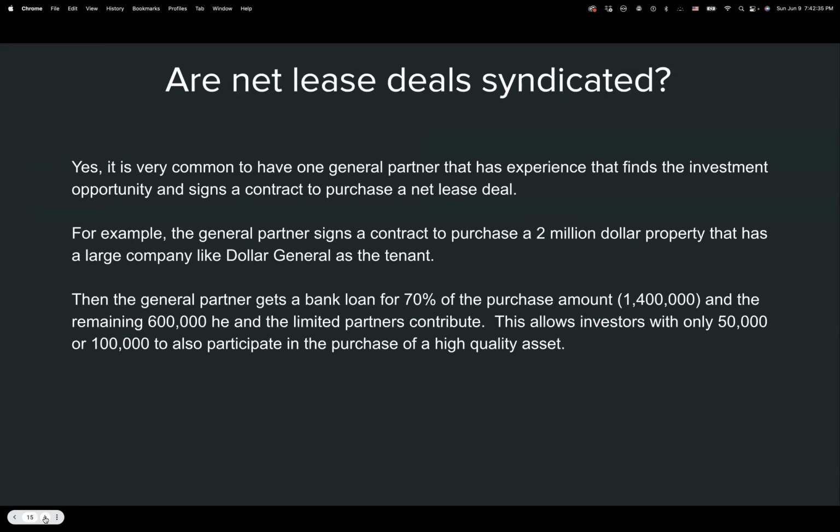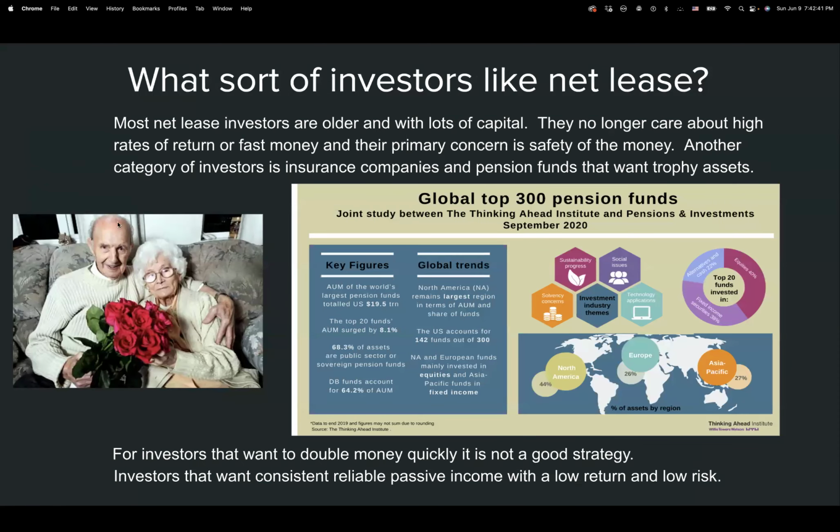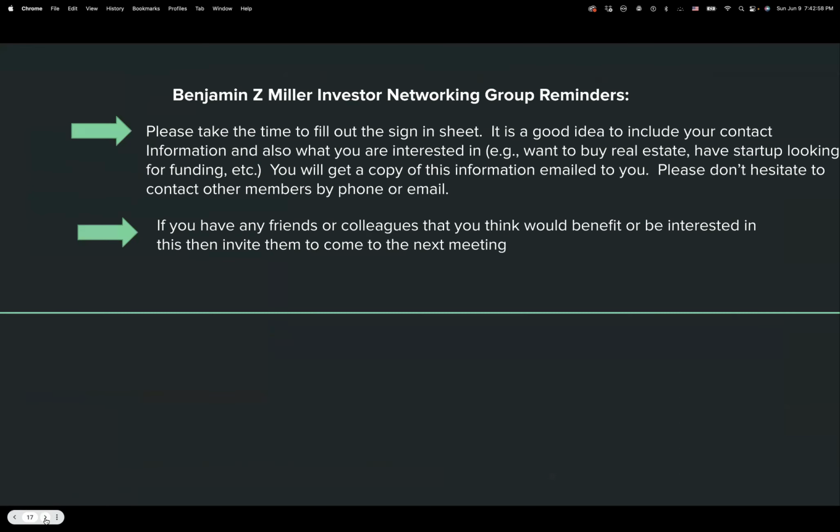Are net lease deals syndicated? Well, yes, they are. They're quite popular with syndication. They're an attractive asset class. They're mostly attractive to the investors that are a bit older, where they are looking for really reliable income streams. They're also very attractive with institutional pension funds that are looking to get some of the trophy assets, but they're not going to double your money very easily, but they are very safe and secure.